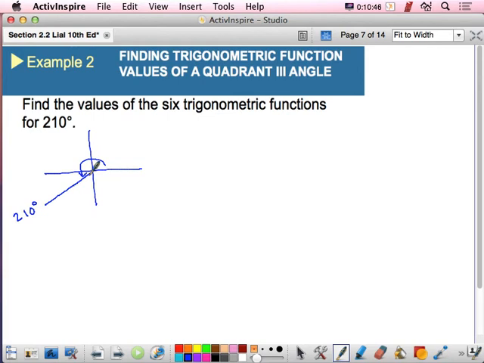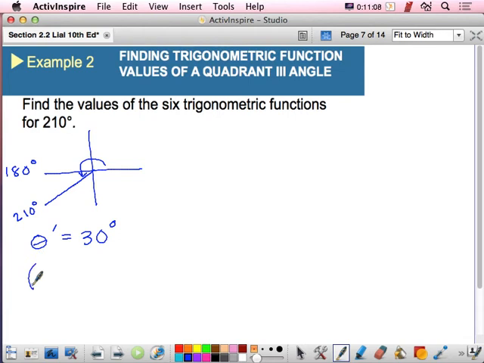What is my reference angle? 30. 210 minus 180 is 30. So that's my reference angle, theta prime, 30 degrees. We memorized a point to go with 30 degrees. Does anybody remember what it is?